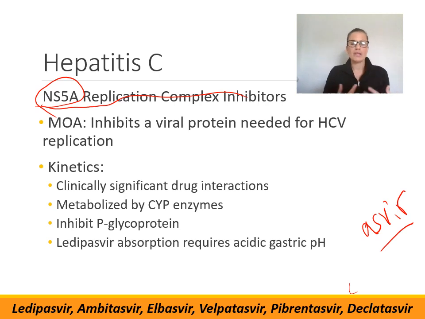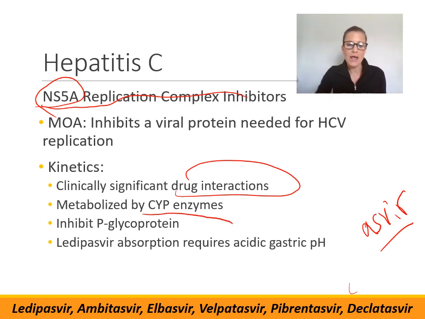When we look at these, something really important to keep in mind is that they have a lot of clinically significant drug interactions. They're metabolized by CYP enzymes, and they're not all the same. So different drugs are metabolized by different CYP enzymes, but they are highly metabolized by CYP enzymes. So they might be contraindicated with CYP inducers. You just have to check with the individual drug to see which CYP enzymes and which inducers they're contraindicated with. But if you give it with a drug that induces the CYP enzymes, then the drug's going to get metabolized very quickly, and then you're going to have treatment failure.